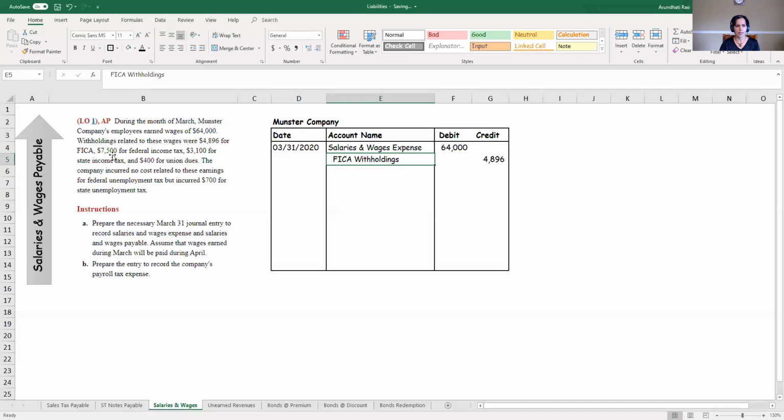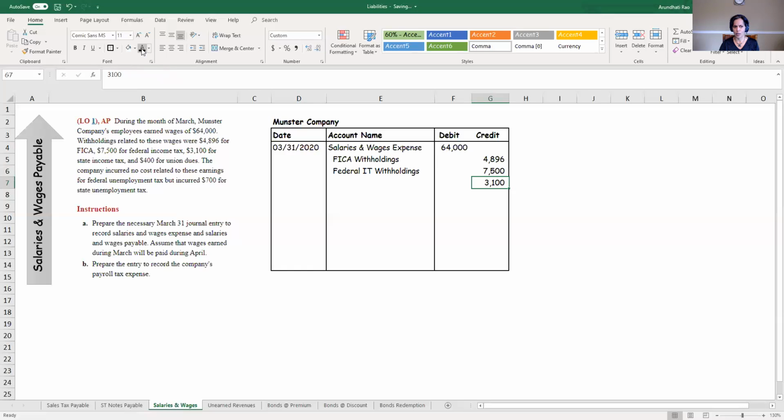For the employees, they have withheld $7,500 in federal income taxes. So another $7,500 is withheld, and this withholding is federal income tax withholding. So these two checks have to be sent out. These amounts have to be sent out now to the various government agencies. Then there's another $3,100 being withheld as state income tax. So this amount is also not being paid to the employee. This money will be sent to the state government on behalf of the employees. This is the state taxes.